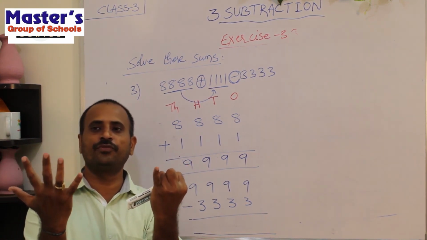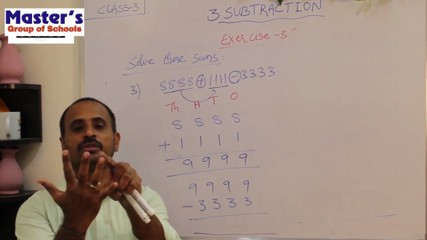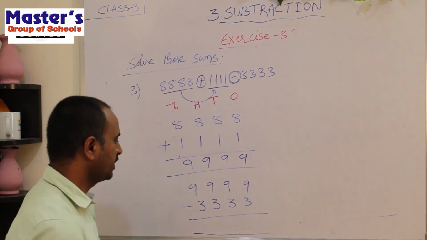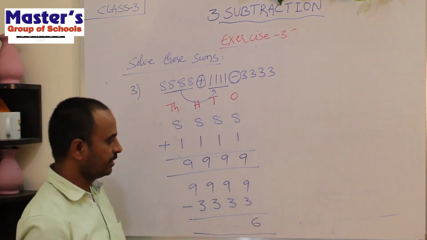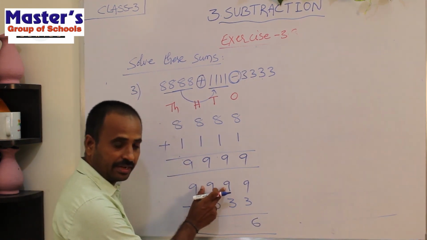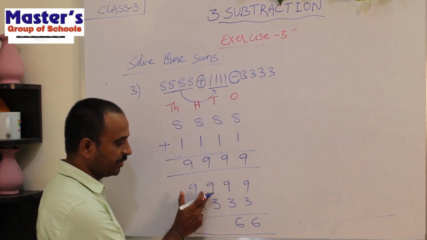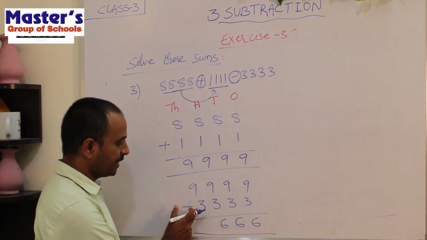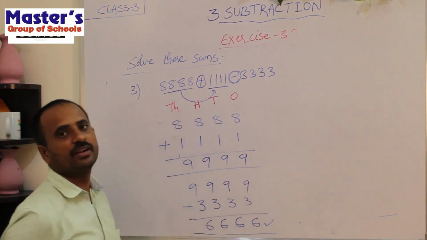Children, I have closed 3 fingers. How many fingers are remaining? 1, 2, 3, 4, 5, 6. So there are 6 fingers remaining. So write 6 here. In this way, again we will get the same answer. If we subtract 3 from 9, we will get 6 each time. So children, this is the final answer.